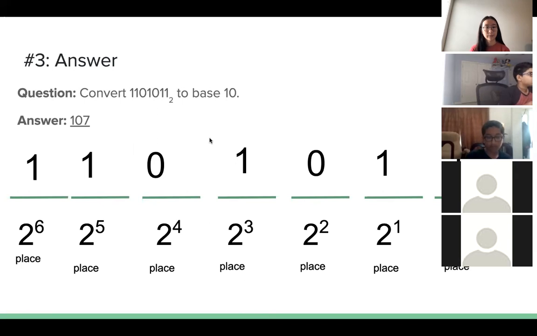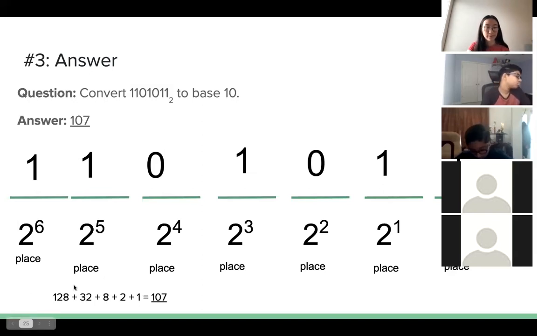So 1101011 to base 10. Basically what you should do is write up the place values and then put that number in those place values. Then you can simply look at what place values have ones in them. So for example, 2 to the 6th place, that would be 64.